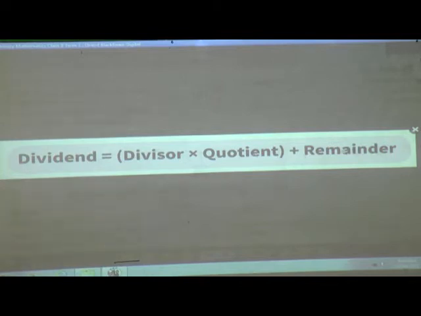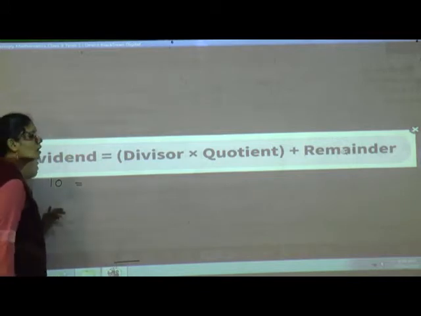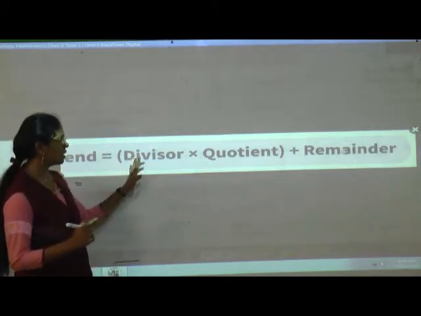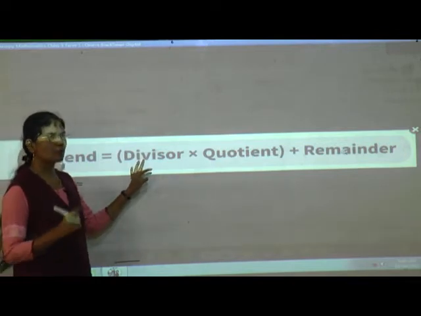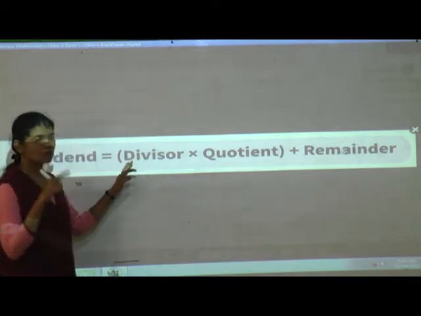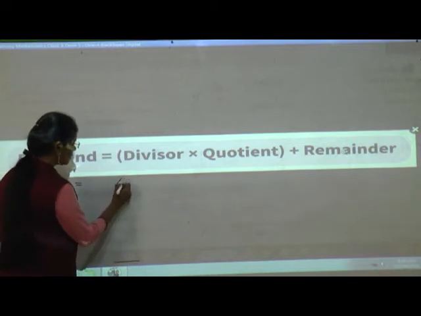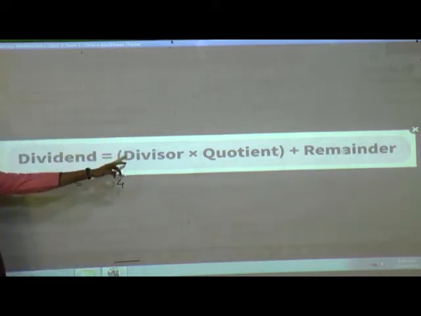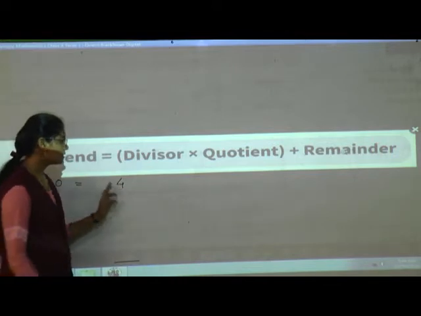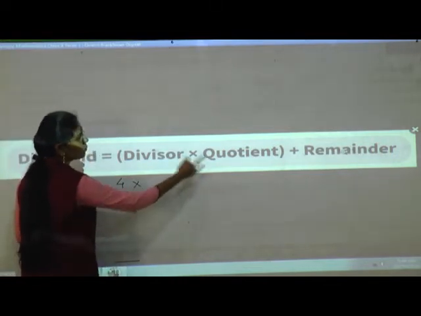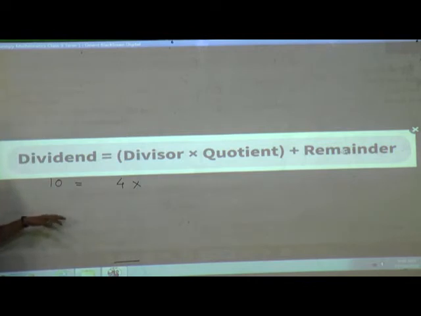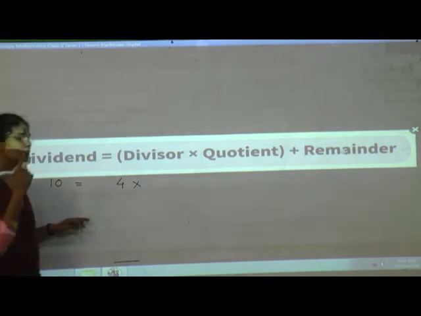Now let us check. Dividend: what was our dividend? We have 10 sweets, so our dividend was 10. Now 10 is equal to... After division, what answer did we get? Yes, what answer did we get? 2. And what was our divisor? The divisor was 4, because there were 4 children. So here the divisor is 4 into quotient. How many sweets have we given to each child? We have given each child 2 sweets.